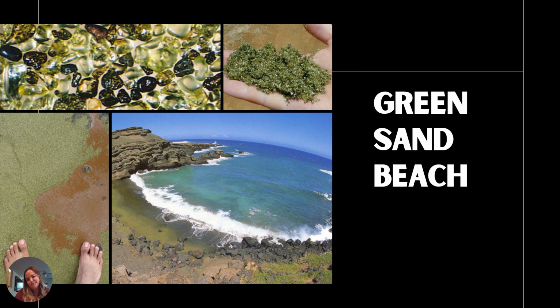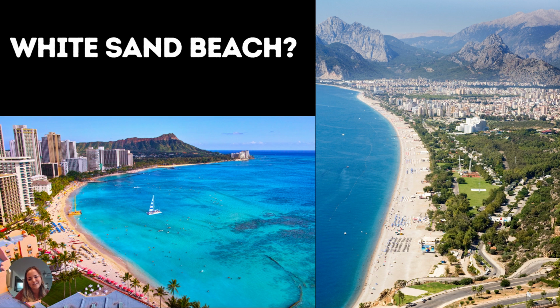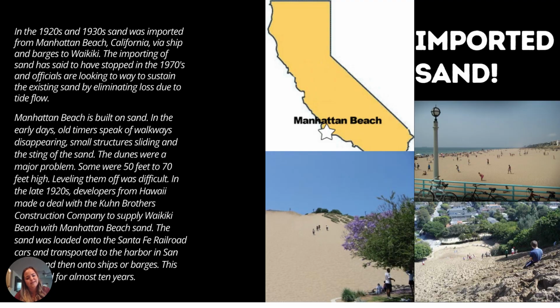But if you go to some of the real touristy areas on the Hawaiian Islands, there are some white sand beaches, particularly Waikiki Beach on Oahu. And it's very interesting to see why there's such a stretch of white sand. Where did it come from? It was imported from California.